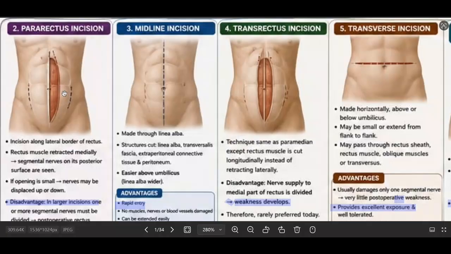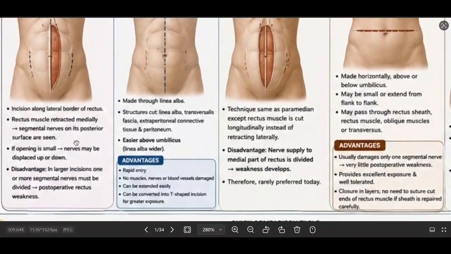In the paramedian incision, we discussed that when the incision was made medially, the rectus retracts laterally. But now when the incision is made laterally, the rectus muscle retracts medially. And this exposes the segmental nerves entering its posterior surface. Now, there will be small openings. So if the opening we require is small, the nerves can simply be displaced upward or downward, and there will be no chance of injury.